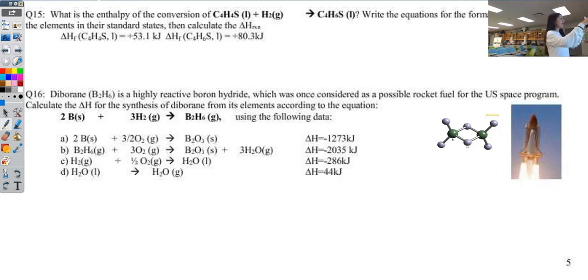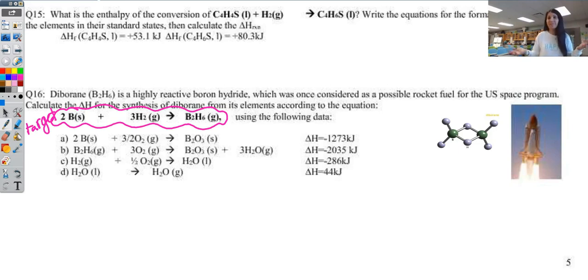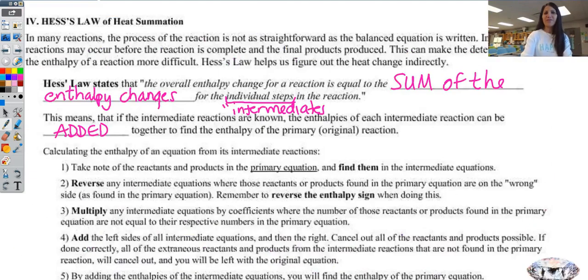So what I can do instead is I can figure out if I've got some intermediate reactions, as long as these reactions can be manipulated to work out so that it ends up equaling what I'm going to call my target reaction. Then all I need to do is simply add up my delta HF values, okay? And so that's really all that we're talking about here with Hess's law of heat summation.